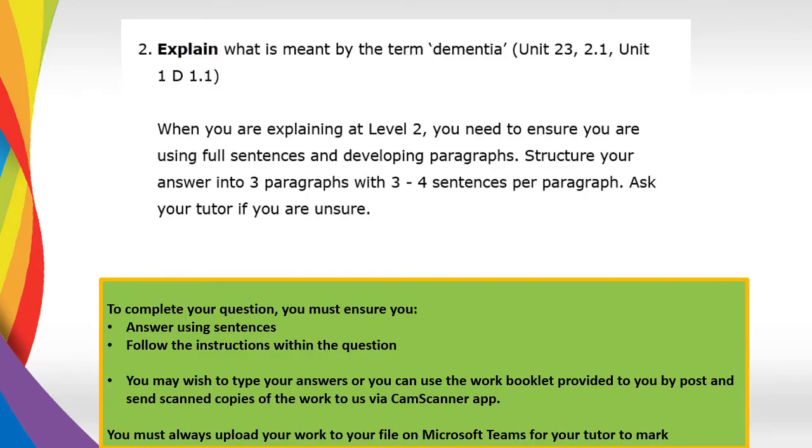So what I would like you to do is to utilise the information that I've just shared with you to answer this question. This question says, explain what is meant by the term dementia. Because you are describing at level 2, you need to ensure that you're using full sentences and developing paragraphs. For each paragraph, I would like to see 3 to 4 sentences per paragraph, and I'm looking for about 3 paragraphs. You may want to write a little bit more than that.